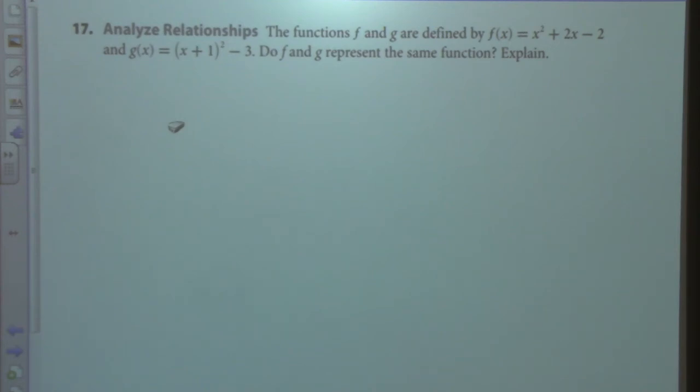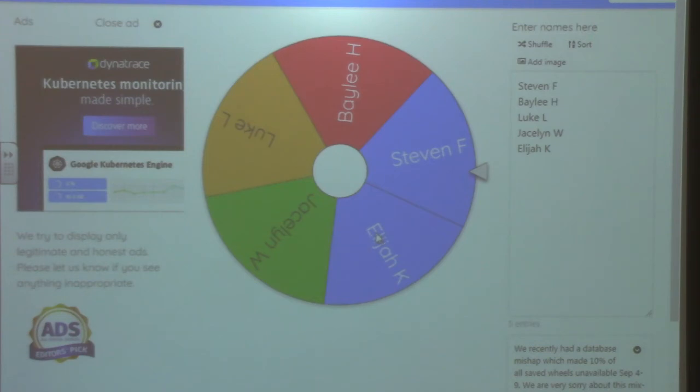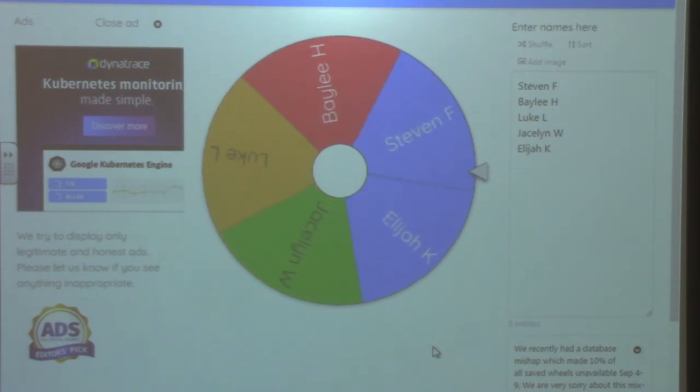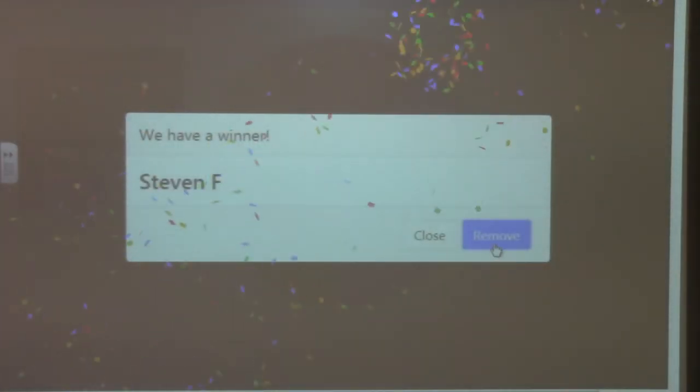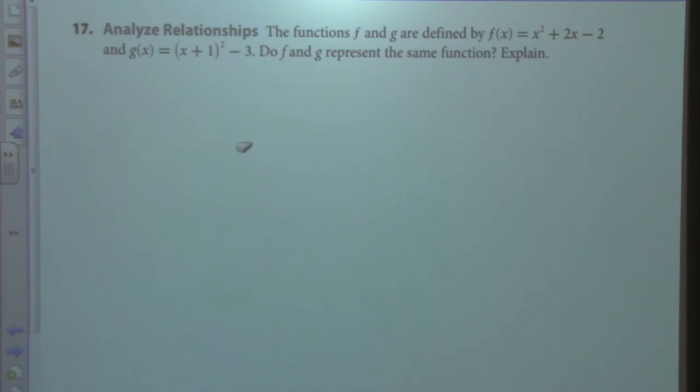So I'm going to pick somebody for this one here. We'll give them two different forms here. So somebody new is going to be picked. It's gonna be Luke. Steven. Steve-O, you got picked here for number 17. How about Finn? All right, Steve-O. Are these the same? They're solving it. Okay, he's working on it.